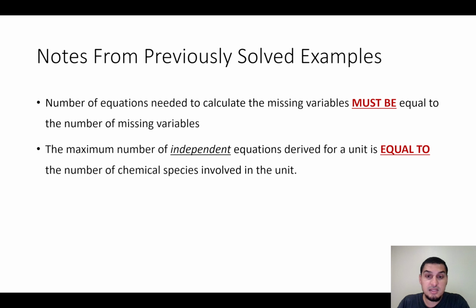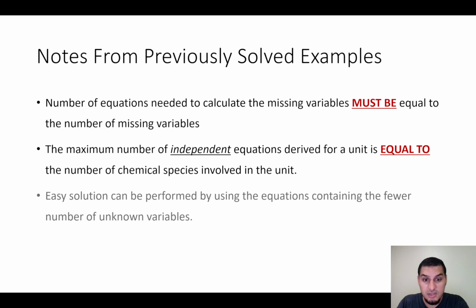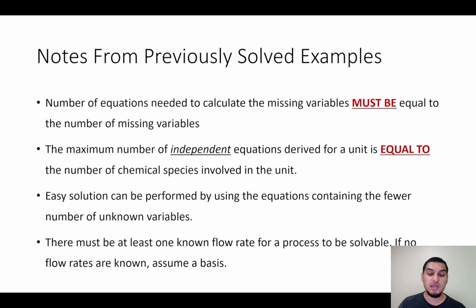The second is that the maximum number of independent equations for a unit is equal to the number of species involved in this unit, which is something we covered last time, and that we have to be smart when we deal with the equations. This is something we will see later, that we can write the equations and then pick the equations that are easy to solve. And finally, that we have to have at least one flow rate. If we don't have a flow rate, we have to assume a basis.